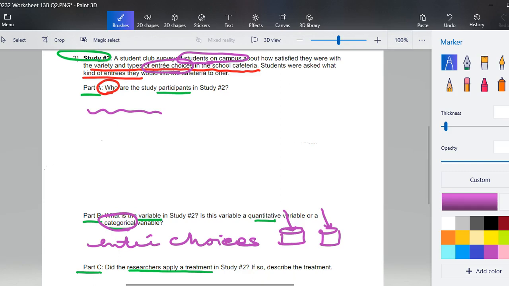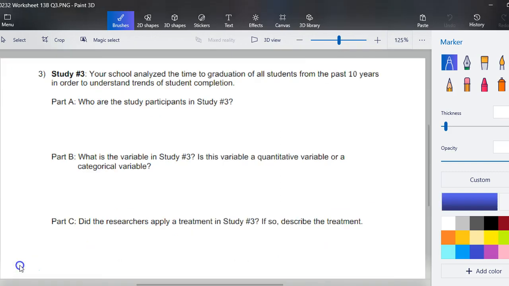And then finally, did the researchers apply a treatment? We're under observational, so we don't even really have to look at this one, but we'll go ahead and answer it. No, they did not apply a treatment. This is an observational study. And this is our last study under the observational heading. So if you haven't already hit pause and worked on it, this is a great time to hit pause and make sure you do at least one of these by yourself.